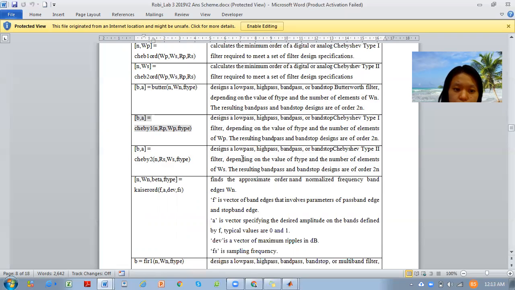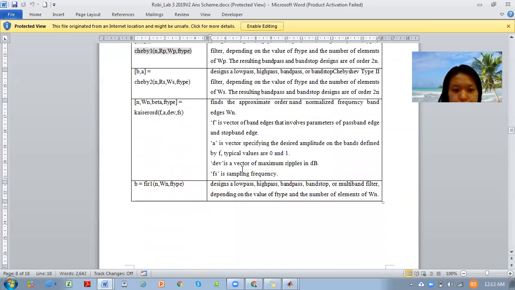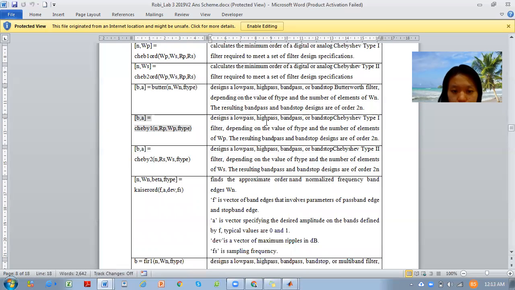Okay, same for here also. This one is the other function for Chebyshev too. And okay, so that's all for the IIR filter. So now we will go to how to plot an IIR filter.